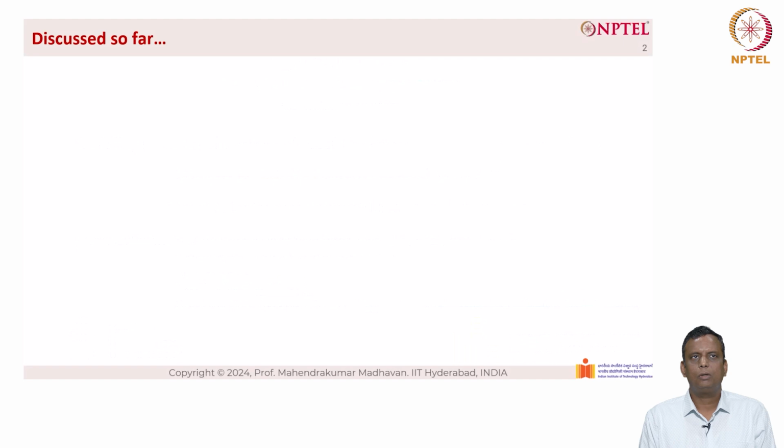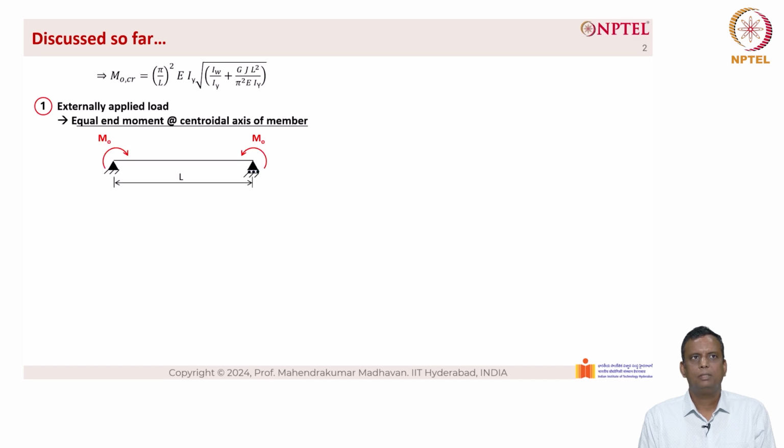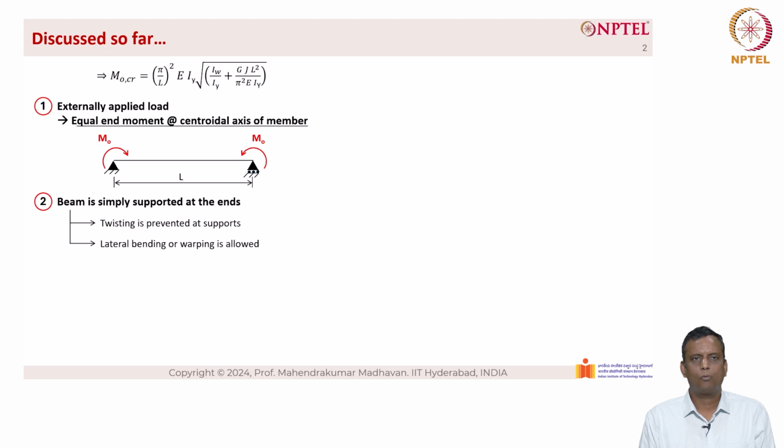So let's look at what we have discussed so far. So far, we have found out the M0 critical, which is equal to pi by L the whole square into EIY into root of IW by IY plus GJL square divided by pi square EIY, which is based on the following assumptions. First, equal end moments applied at the centroidal axis of the member. Second, the beam is simply supported at the ends, which means that twisting is prevented at supports, while lateral bending and warping are allowed. Third, the member is prismatic and has a doubly symmetric cross-section.